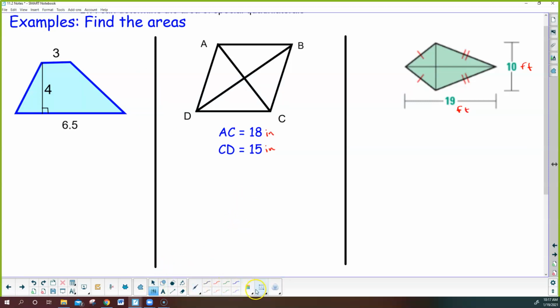So let's go over these 3 problems. Hopefully you had a chance to try them all. One of the things you should do first is identify what type of shape you're dealing with. That should be the first thing you always do. And then I'm a strong believer of writing the formula down.